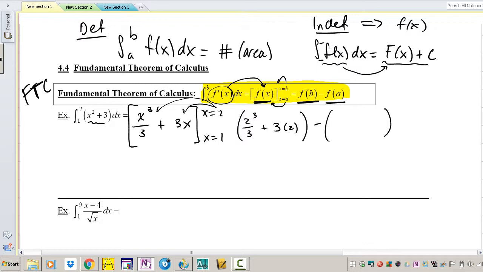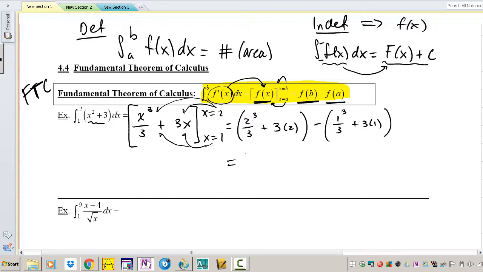You can do this in your head, but a lot of times you'll make a mistake. And then we're going to apply the 1. 1 here and 1 here. 1 to the third over 3 plus 3 times 1. And then let's go ahead and compute. So the moment you apply the upper and lower bounds, you're done with the calculus part. Now it all just becomes arithmetic. And this is the part of integration that students suffer the most, the arithmetic.